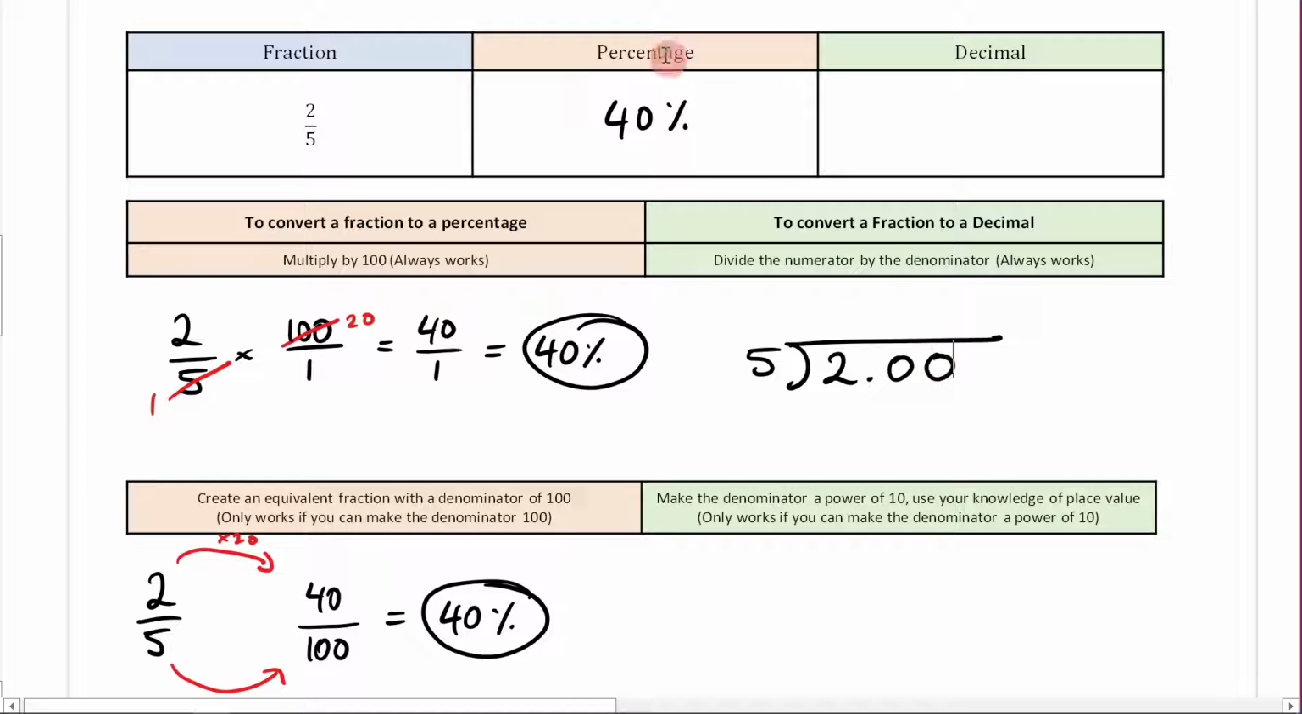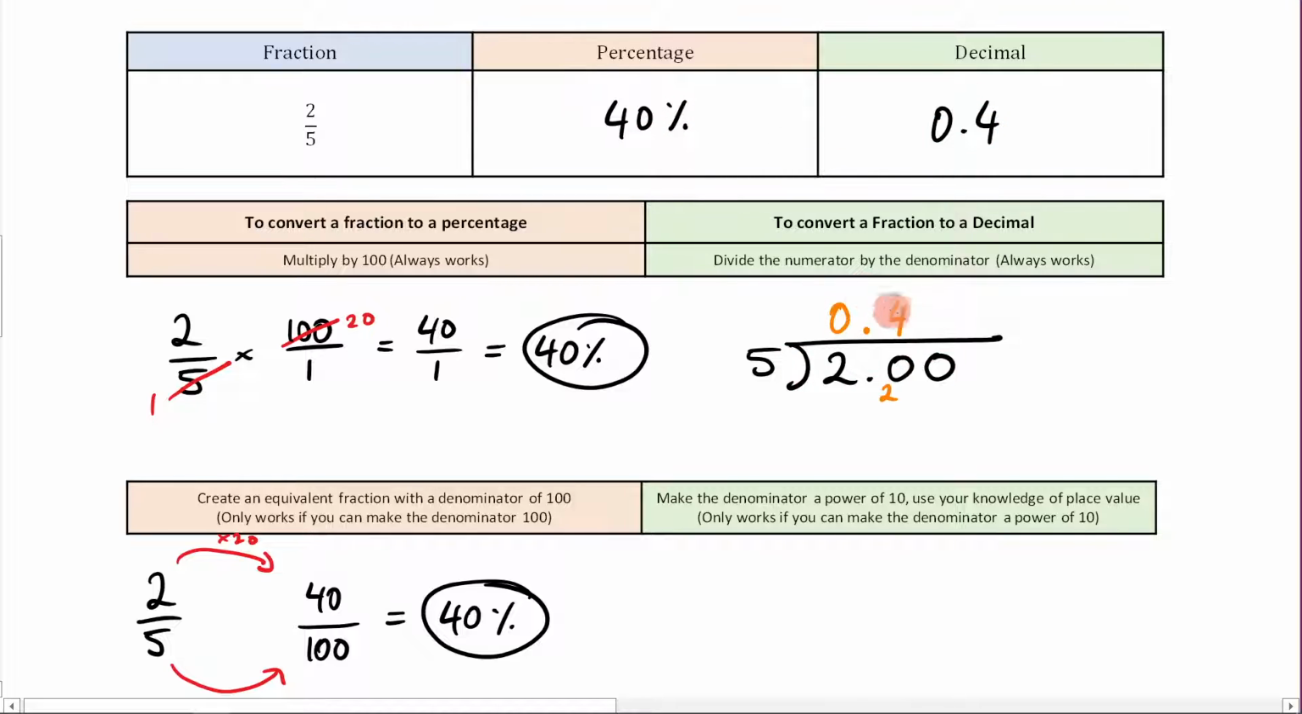2.00. Now, I'm going to do this. How many times does 5 go into 2? It doesn't, so I put a 0 there, and I carry the 2 across. And remember, your decimal point goes straight up. How many times does 5 go into 20 now? 5 goes into 20 4 times. So that means my answer is going to be 0.4. And that makes perfect sense because 40%, 0.4, same thing.